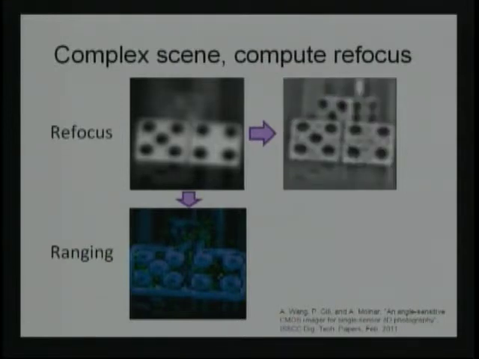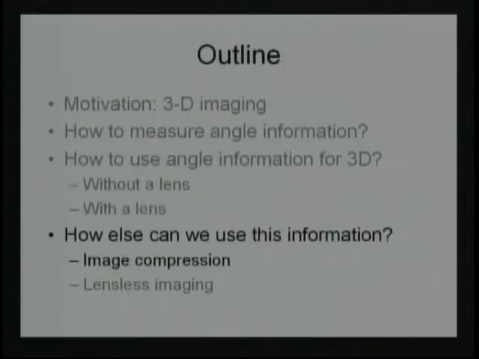At some point, you begin to lose resolution. This is not a perfect technique. There are limits on everything. But you can get a much more computationally focused image out of this approach. So that's the basic idea for the 3D imaging. What else can we do with this?